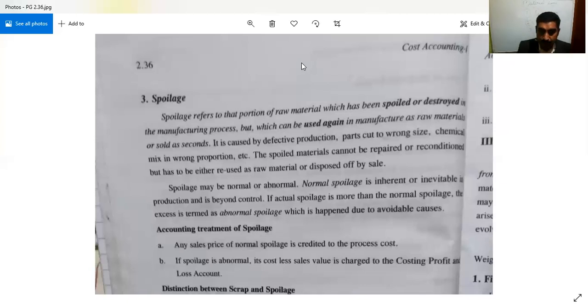If spoilage is abnormal, its cost less sales value is charged to the costing profit and loss account. So the accounting treatment of spoilage is that any sales price of the normal spoilage is credited to the process cost.